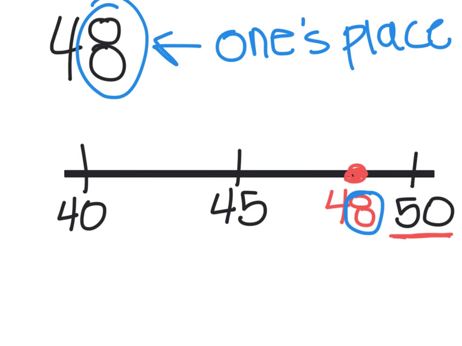Then we will place 45 on the number line to mark the halfway point. Finally, we plot the number 48 on the number line, and we can see that it is closer to 50 than to 40, so we know that we will round 48 up to 50.